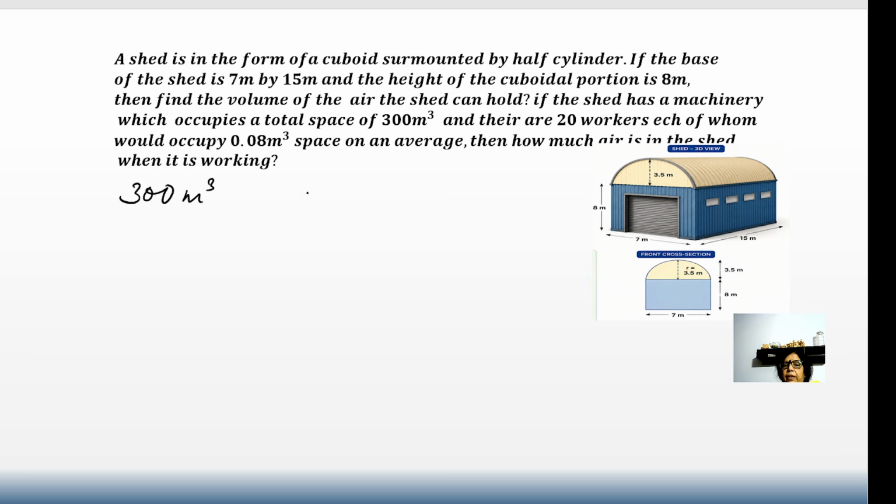There are 20 workers, and each worker is taking up 0.08 cubic meters of the space. The 20 workers will take 20 into 0.08 cubic meters. If we multiply this, we get 0.8 into 2, that is equal to 1.6 cubic meter. So the total space occupied by the machinery and the men will become equal to 301.6 cubic meter.